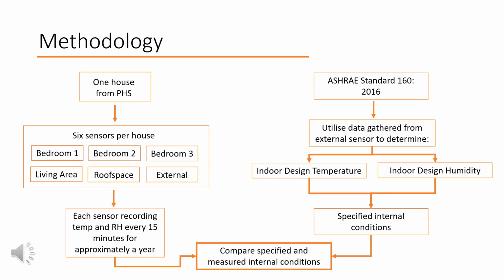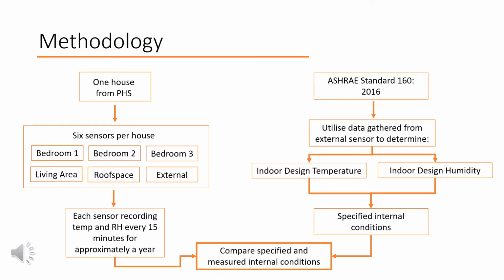So this is a flowchart showing how this research was undertaken. The PHS is the Pilot Housing Survey, which was another survey undertaken by Brands, which looked into placing sensors into 80 homes throughout New Zealand. Each of these homes had 6 sensors placed, one in the living area, one in the roof space, one external sensor, and then the other 3 were placed in bedrooms if there were 3 bedrooms available.